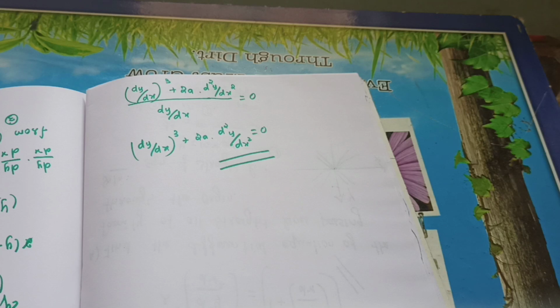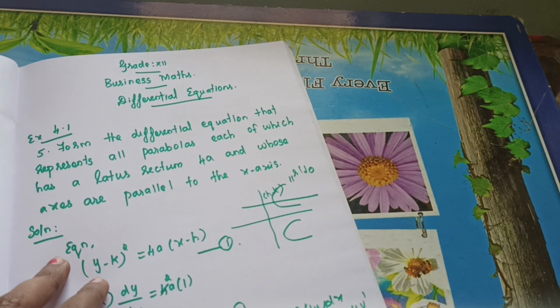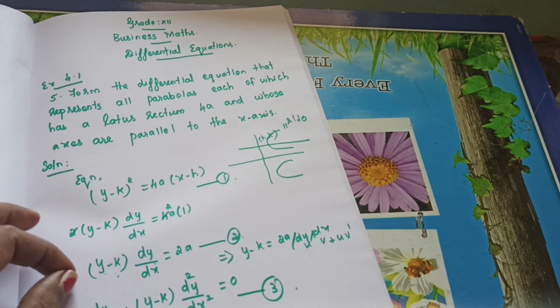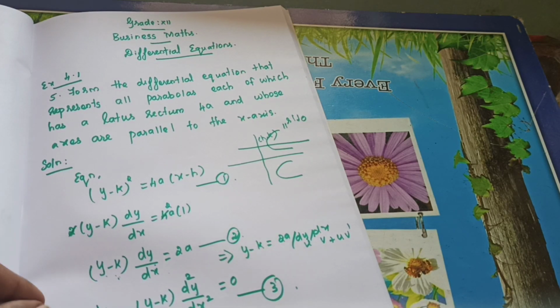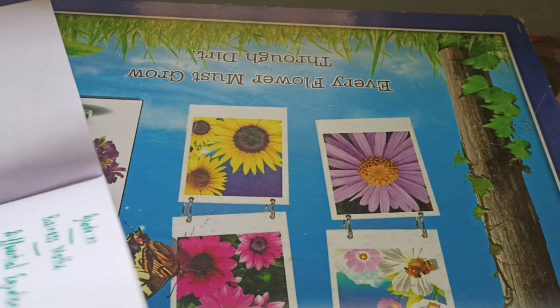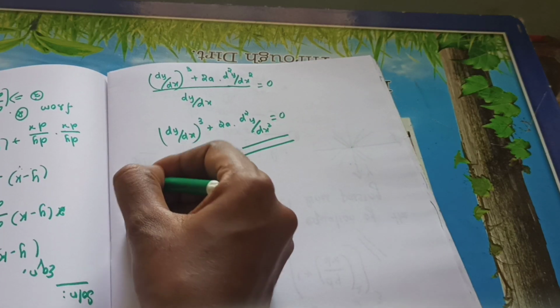Understand, students? Very easy. Keep it in mind, that is an open rightward parabola. You need to differentiate 2 times. The first time you differentiate, find out this value, substitute this value in the given equation, and you will get the answer. Understand? Okay, let's move to the next question, problem number 6.